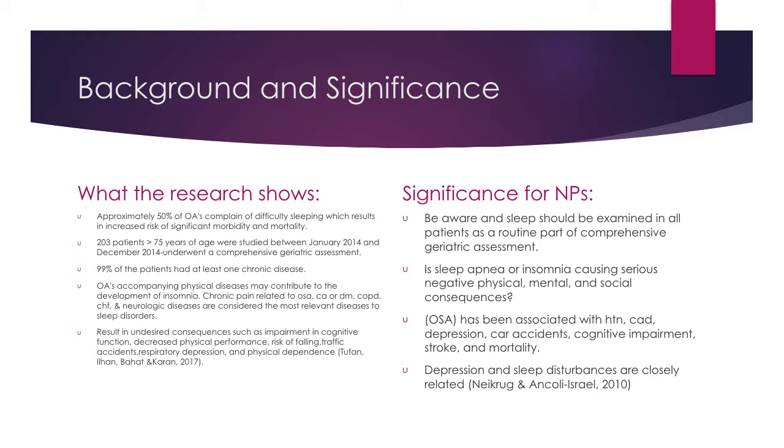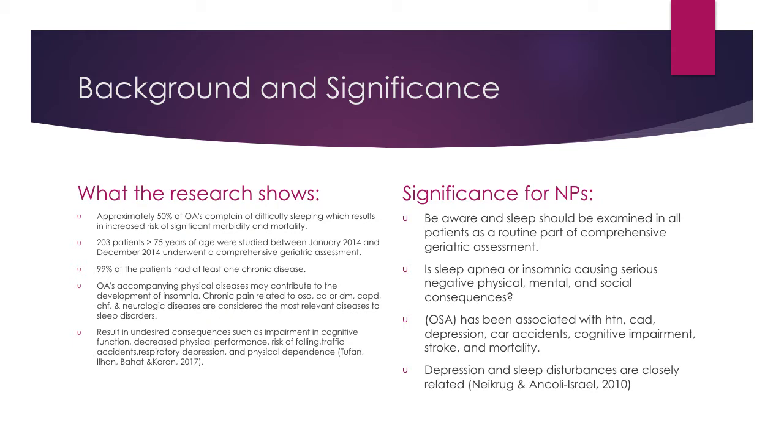So the results of the study showed that older adults' accompanying physical diseases may contribute to the development of insomnia and sleep disorders. Chronic pain related to arthritis, cancer, or diabetes, COPD, CHF, and neurological diseases are considered the most relevant diseases in sleep disorders. They result in undesired consequences such as impairment in cognitive function and decreased physical performance. There is a higher risk of falling, traffic accidents, respiratory depression, and even physical dependence.